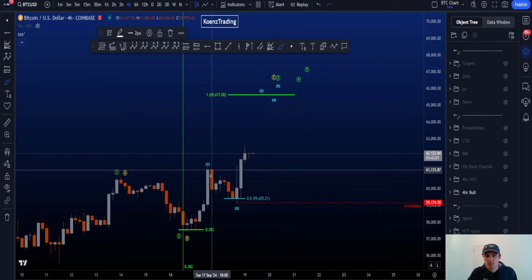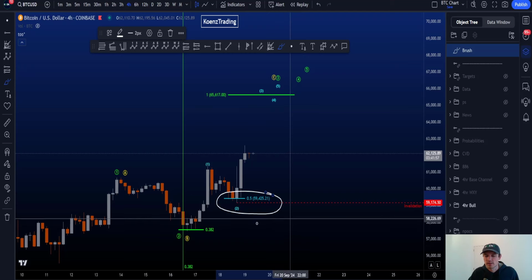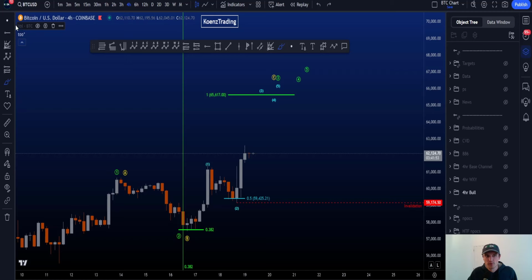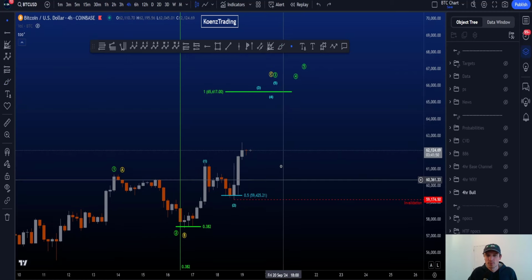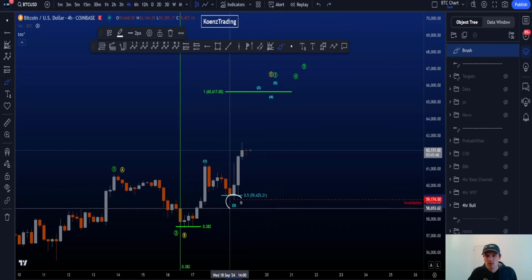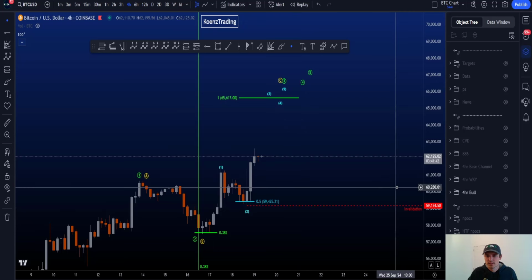Then we have our wave 2 to the downside, retracing to the 0.5 Fibonacci, taken from the start to the end of the blue wave 1, which is a common target for a wave 2, 59.4k, and now the low here also works as the invalidation for this scenario.